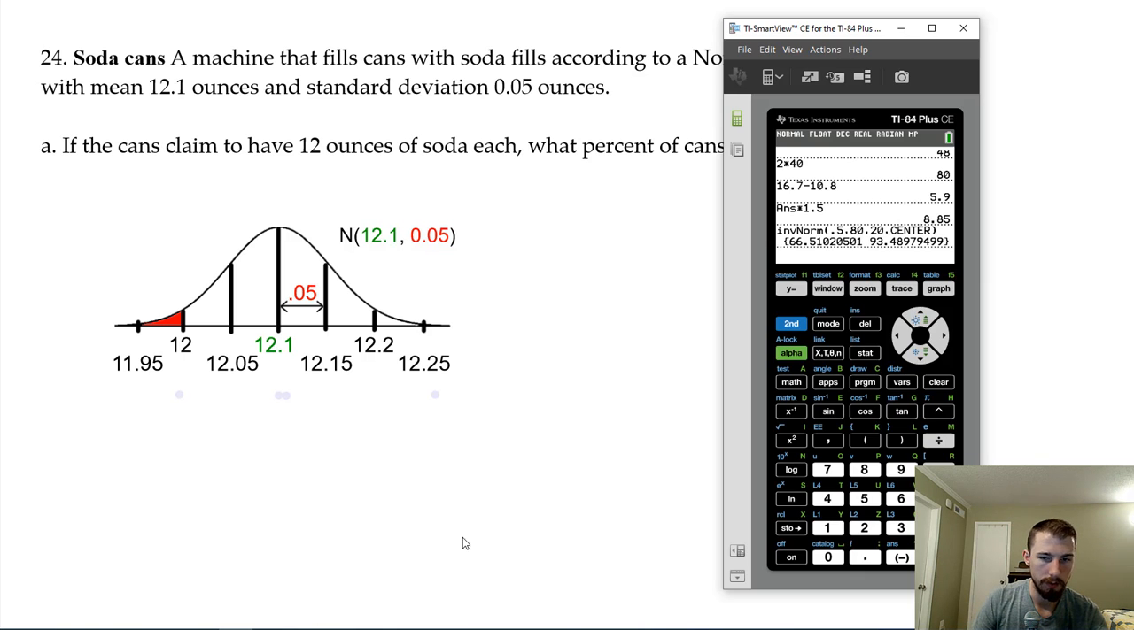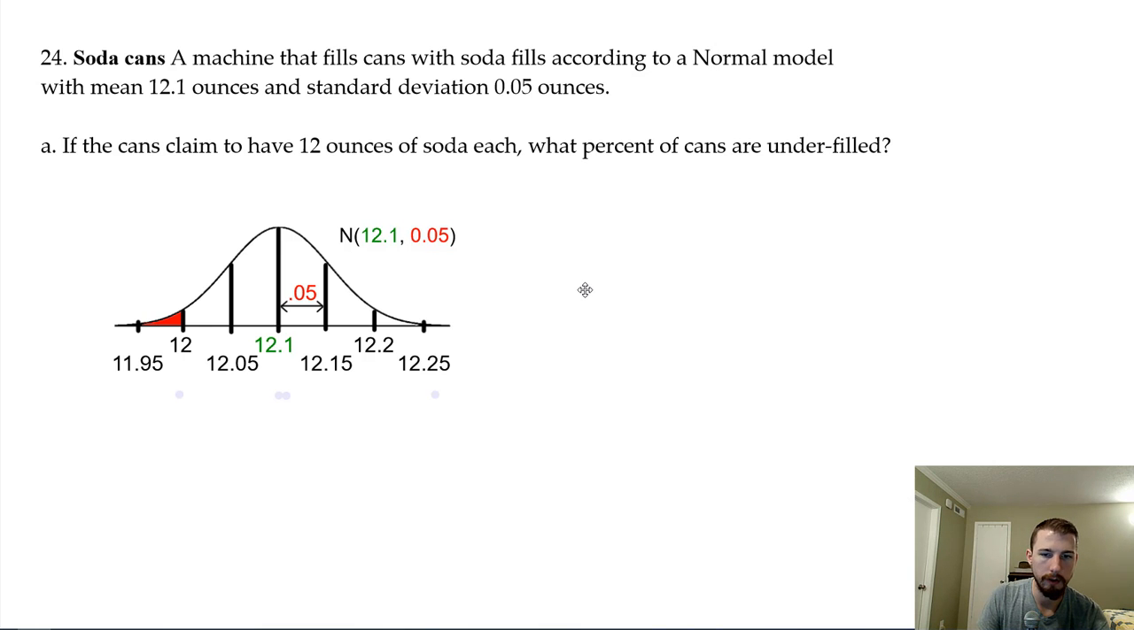So to find that, we would find the area under the curve. So we're using the CDF. So second normal, CDF, second option. We're going from negative infinity to an upper bound of 12, centered at 12.1 with a standard deviation of 0.05, which would be basically 2 standard deviations, which should be close to 2.5%, so slightly less than that. So 2.3 or 2.28%, however you want to write it, will be considered underfilled.